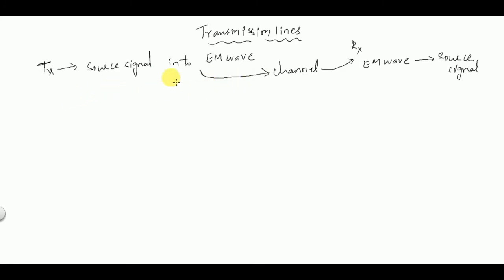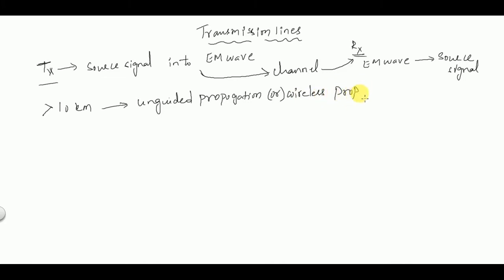Okay, so if the distance between the transmitter and the receiver is greater than 10 kilometers, we use unguided propagation, which is also called wireless propagation. If the distance between transmitter and receiver is less than 10 kilometers, then we use guided propagation.